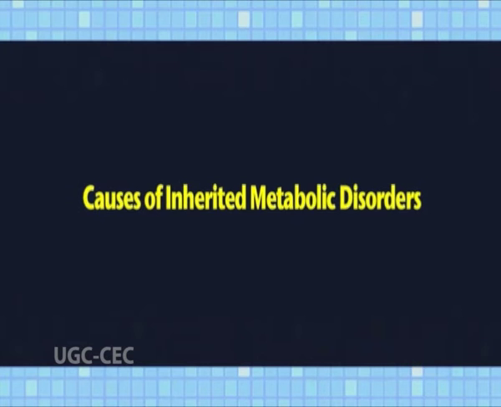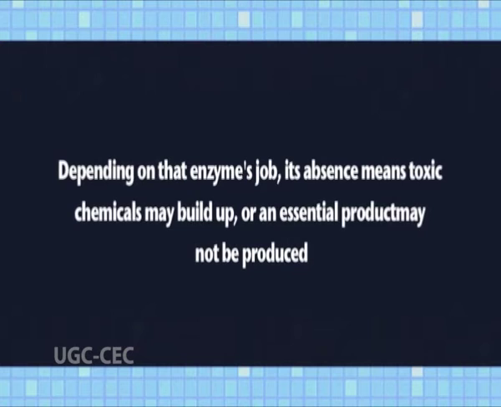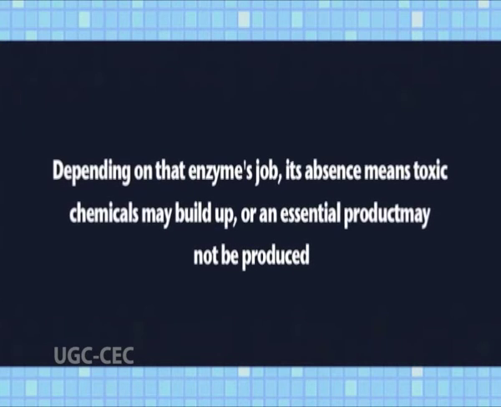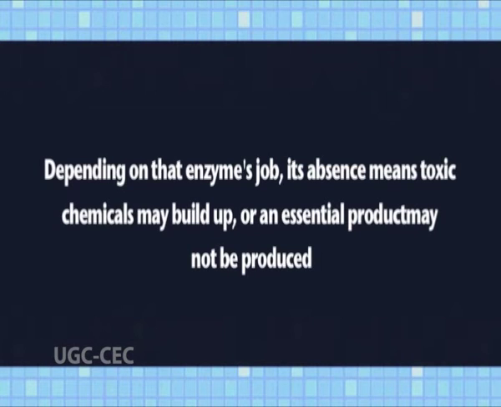Causes of inherited metabolic disorders. In most inherited metabolic disorders, a single enzyme is either not produced by the body at all or is produced in the form that doesn't work. The missing enzyme is like an absentee worker on the assembly line. Depending on that enzyme's job, its absence means toxic chemicals may build up or essential product may not be produced.